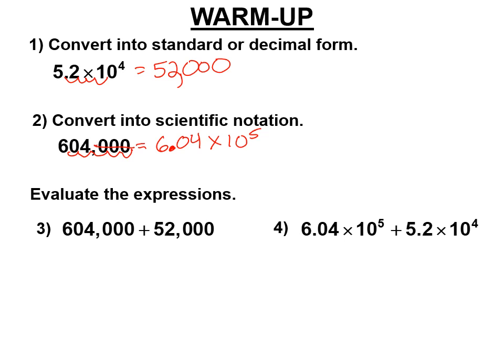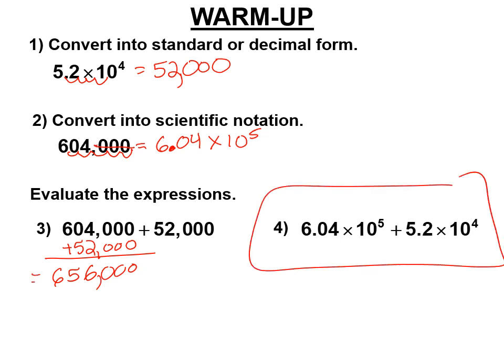So 604,000 plus 52,000, I'm just going to stick this right under here, make my life easier. And 1, 2, 3, that's 656,000. So number 4 is what we're doing today. Well, we just showed you that that number is 604,000. And that second number is 52,000. So if that's true, then this must have the same answer, right? It must have the answer 656,000.